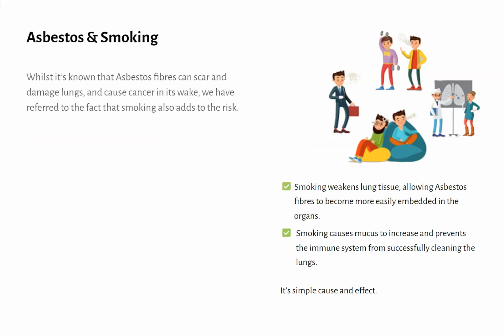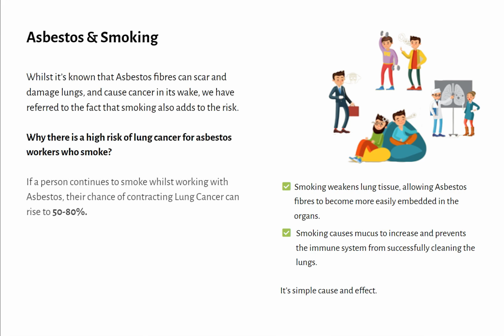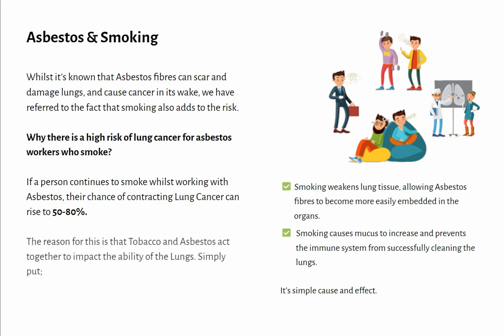Asbestos and smoking. Whilst it's known that asbestos fibers can scar and damage lungs, and cause cancer in its wake, we have referred to the fact that smoking also adds to the risk. Why there is a high risk of lung cancer for asbestos workers who smoke. If a person continues to smoke whilst working with asbestos, their chance of contracting lung cancer can rise to 50 to 80%. The reason for this is that tobacco and asbestos act together to impact the ability of the lungs.